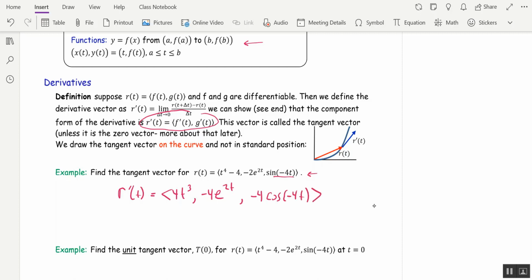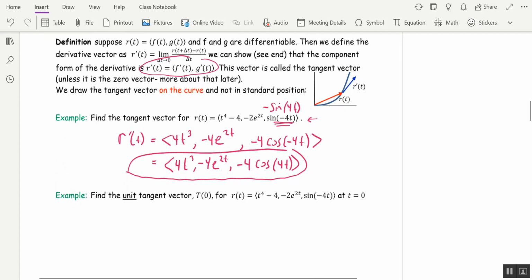Now you could have simplified this equation before you took the derivative, and since sine is odd, that would be negative sine of positive 4t, or you could leave it, and in this case what I did is I left it, but now I can clean up. This is 4t cubed, negative 4e to the 2t, and then since cosine is even, this is negative 4 cos of 4t. Now your homework's going to accept either one.